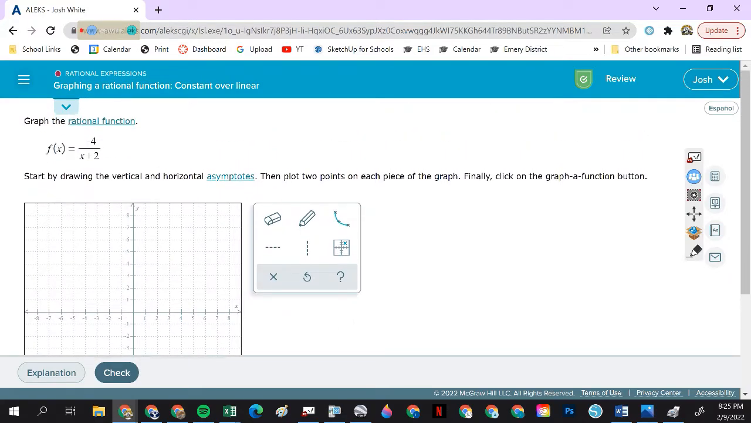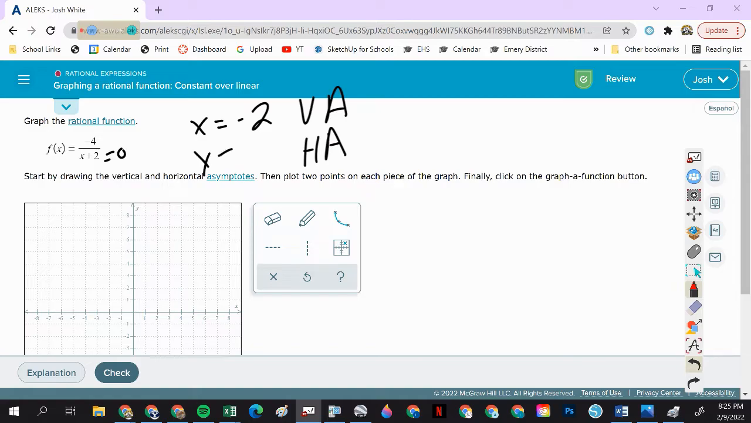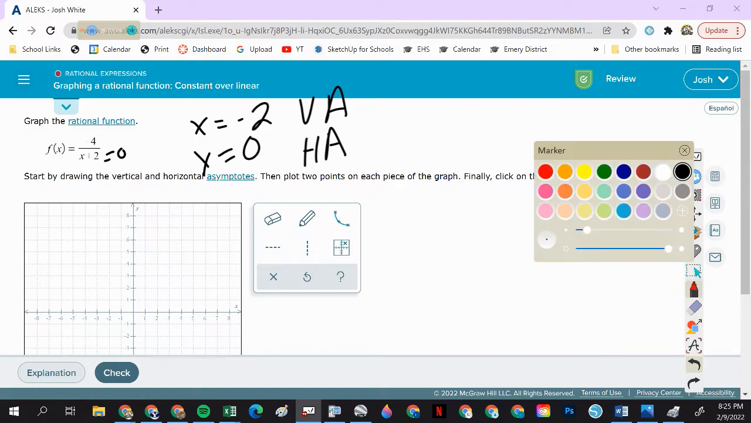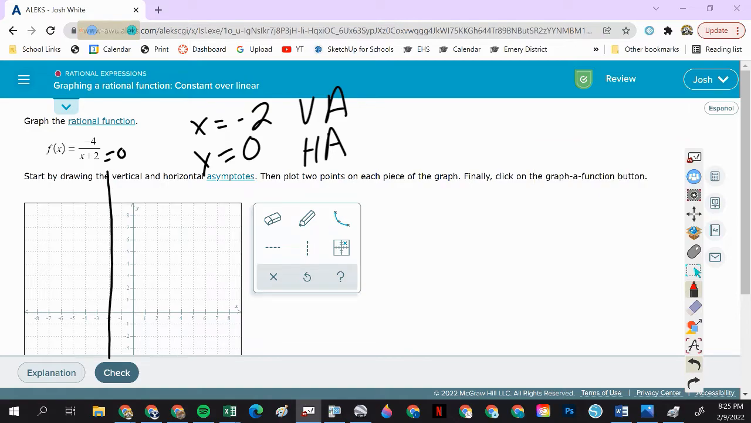So now we have the equation negative 4 over x plus 2. So set the bottom equal to 0, we get x equals negative 2. That is my VA. The bottom is stronger than the top, so the HA is y equals 0. I draw those. I draw a VA at negative 2, and I draw an HA at 0.